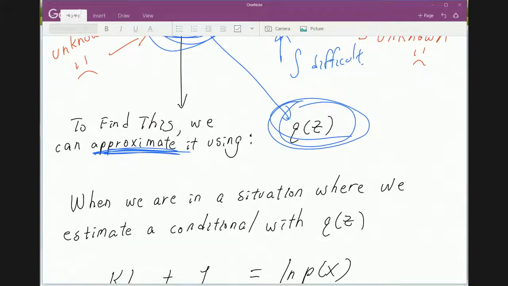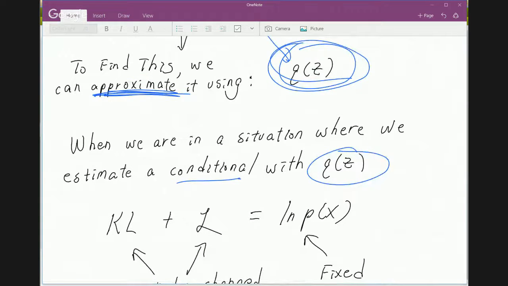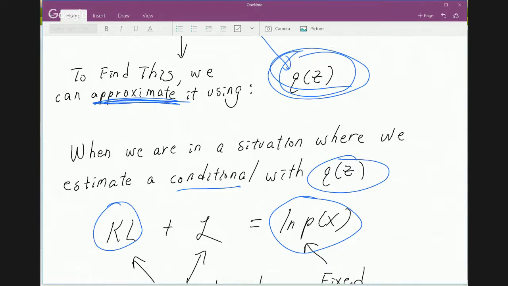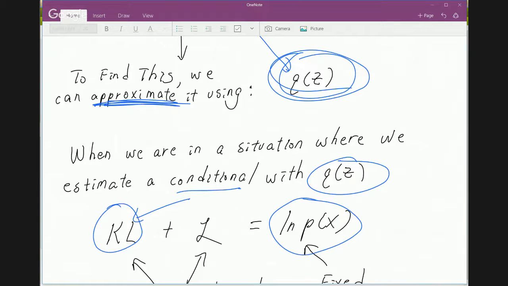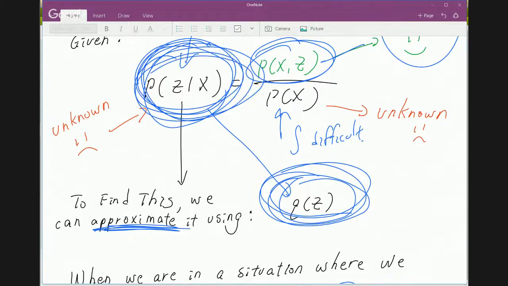Now, when we're in a situation where we estimate a conditional with Q of Z, we can use the property of KL divergence, the relationship between KL divergence and log of P of X, to help us. Now, remember, KL divergence measures the distance between two probability distributions. In this case, it's a measurement between the approximation here and what's being approximated. So the smaller the KL divergence, the smaller the error between the approximation and the destination.